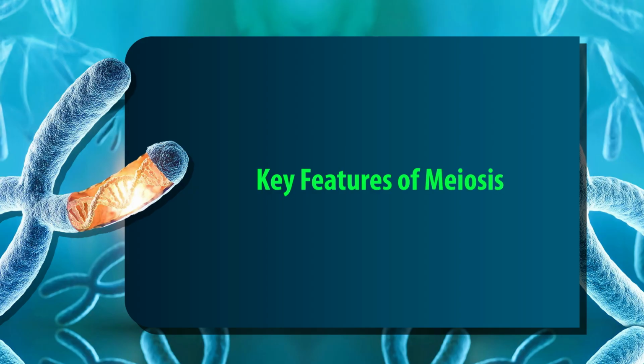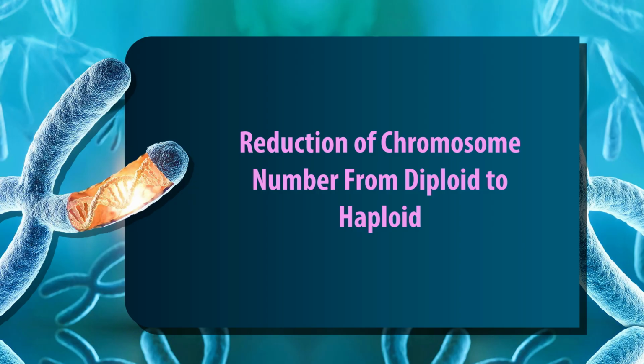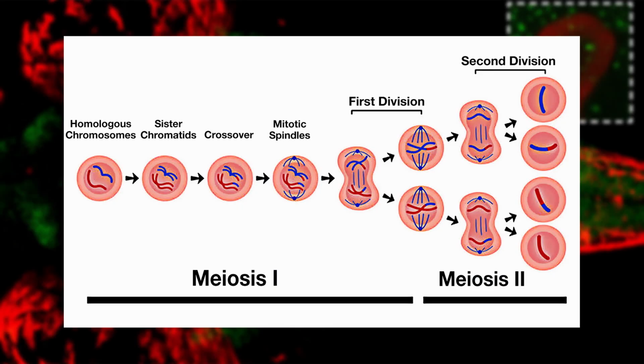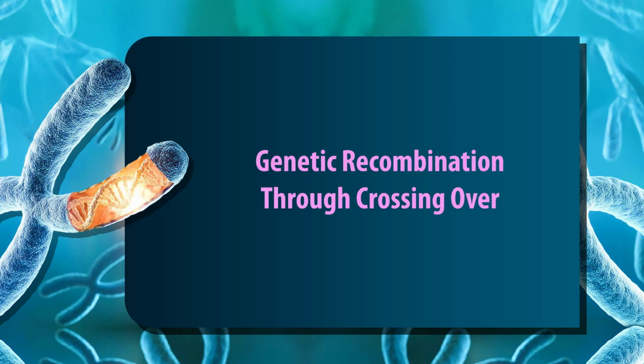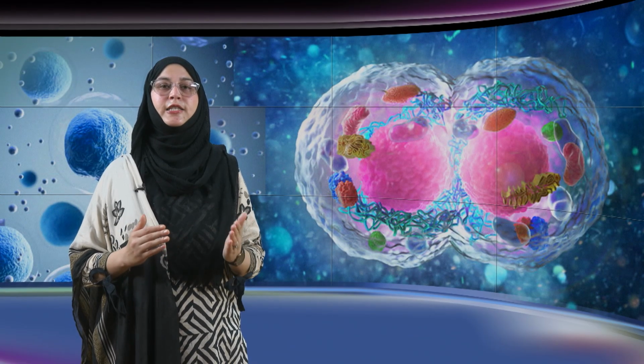The key features of meiosis: reduction of chromosome number from diploid to haploid. This ensures the gametes combine during fertilization to restore the diploid number, maintaining species-specific chromosome counts. Genetic recombination through crossing over. In prophase 1, homologous chromosomes exchange DNA segments at chiasmata, creating new allele combinations. This recombination, seen in sperm production, enhances genetic diversity critical for adaptation.